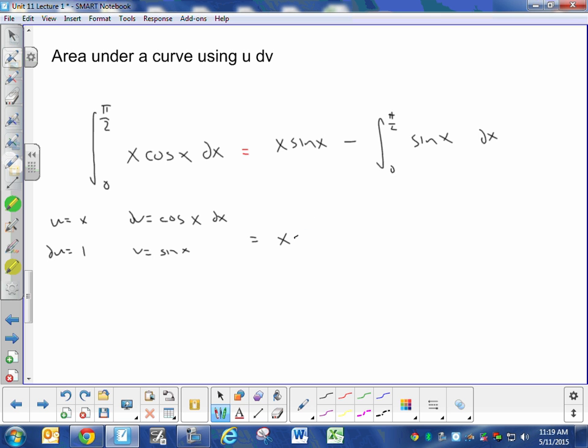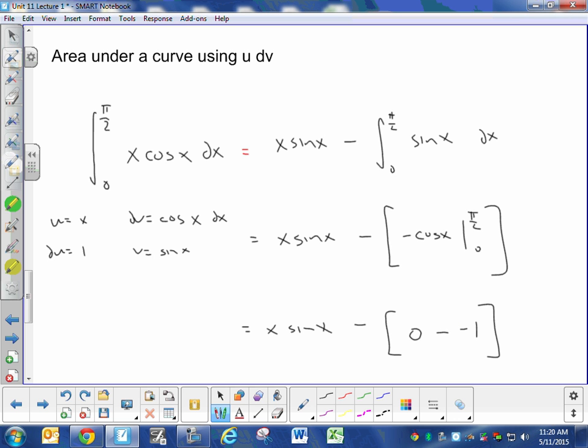Well, I can write this as x sine x. This is going to be the change in negative cos x from 0 to pi over 2. So it must be x sine x. Cosine of pi over 2 is 0, so this is minus 0. Cosine of 0 is 1, so minus a negative 1.